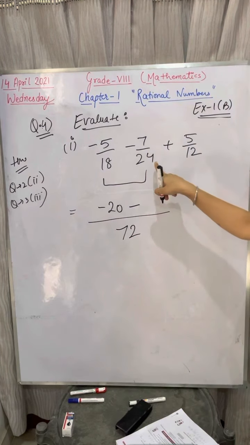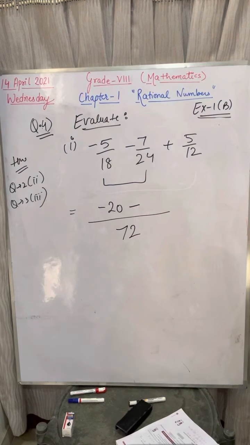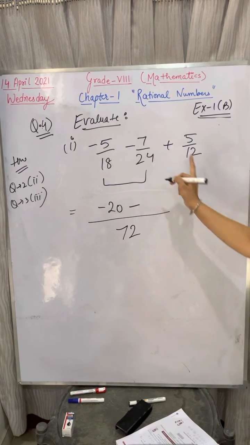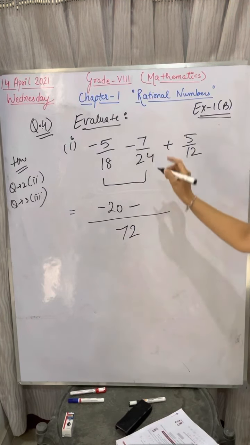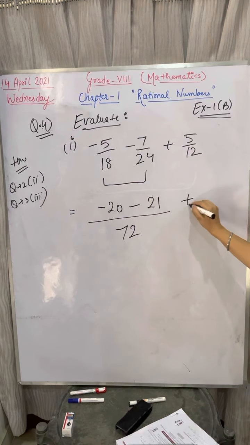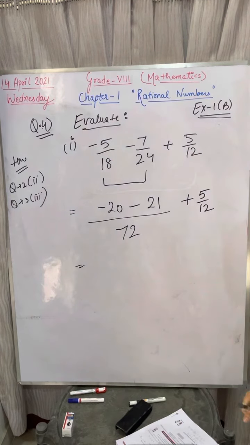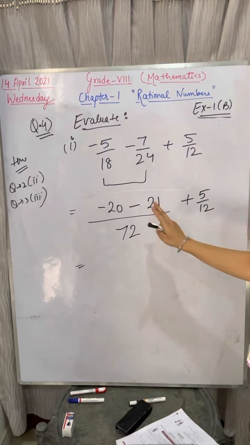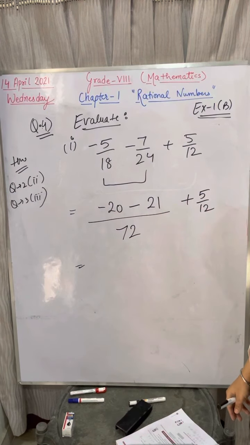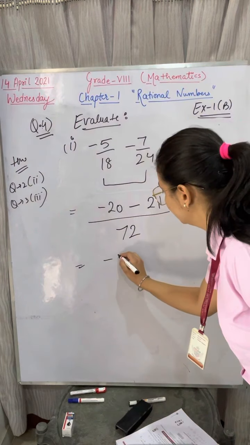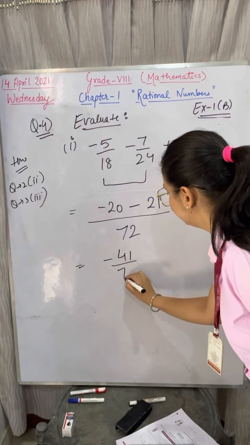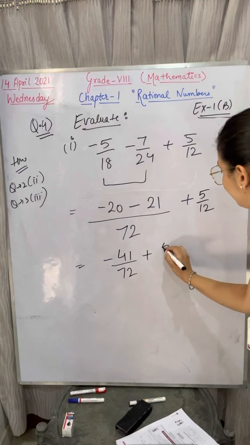Okay, now minus sign. 24 divided by 72. It is going on 2 or 3? 3. Okay, 24 3s are 72 and 3 7s are 21. This I am writing as it is. Okay, now minus 20 minus 21, how much? Minus 41. Okay, minus 41 divided by 72 plus 5 upon 12.